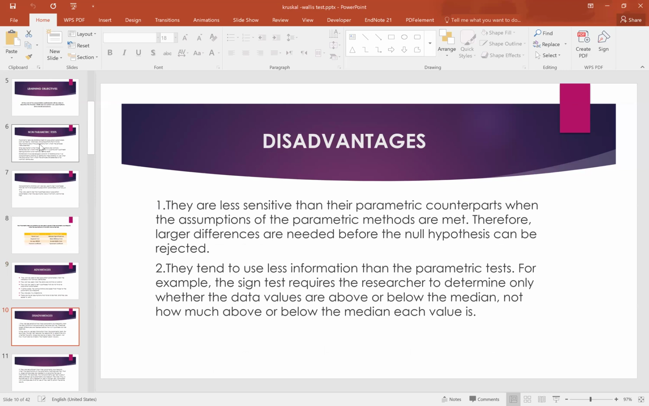Disadvantages. They are less sensitive than their parametric counterparts when the assumptions of the parametric method are met. Therefore, larger differences are needed before the null hypothesis can be rejected. They tend to use less information than the parametric test. For example, the sign test requires the researchers to determine only whether the data values are above or below the median, not how much above or below the median each value is.